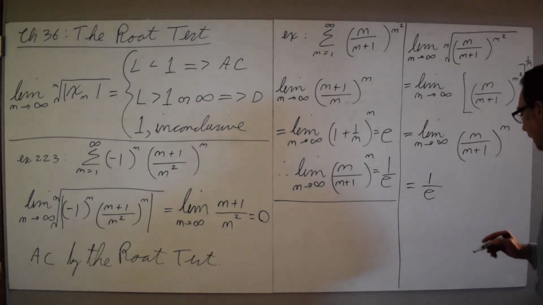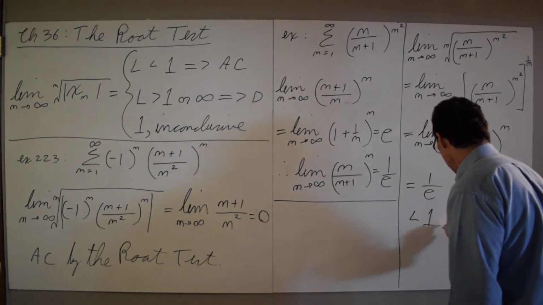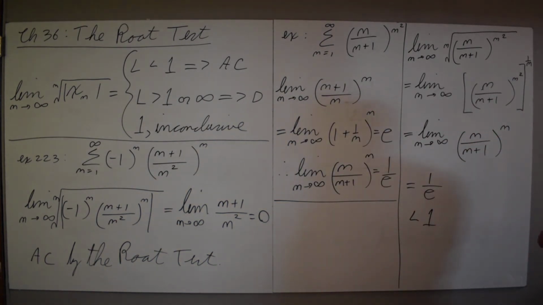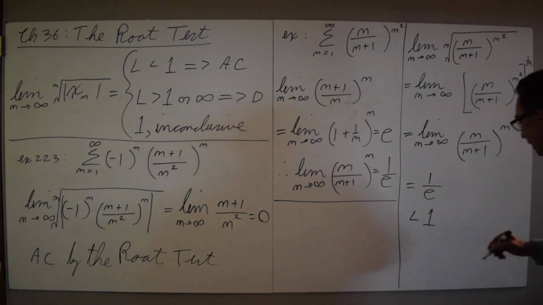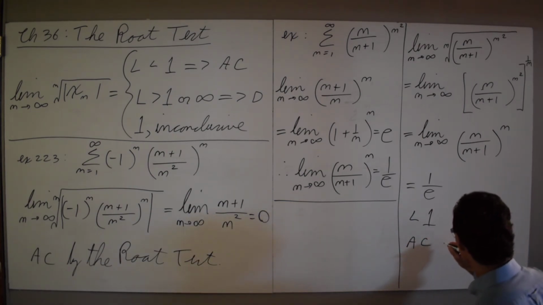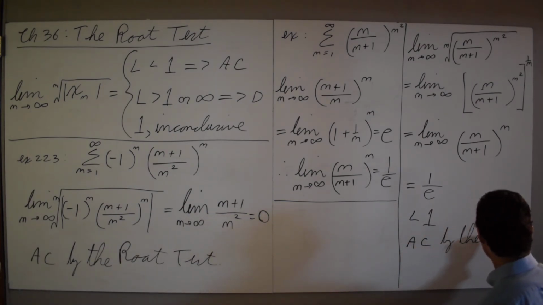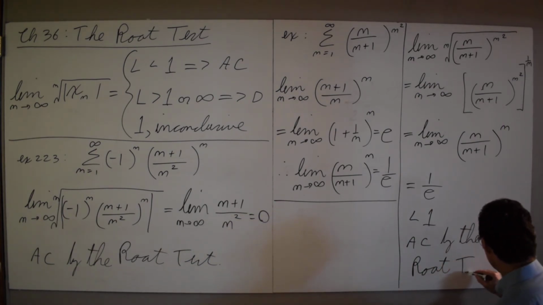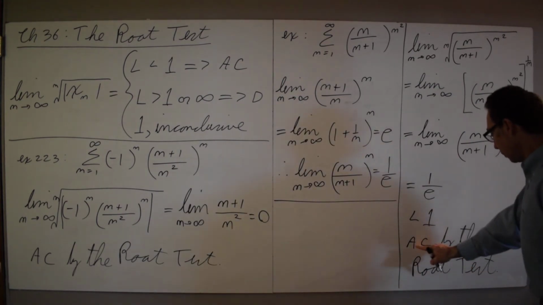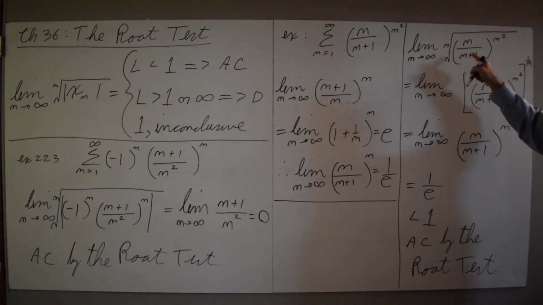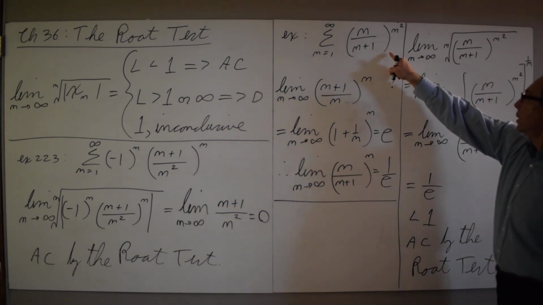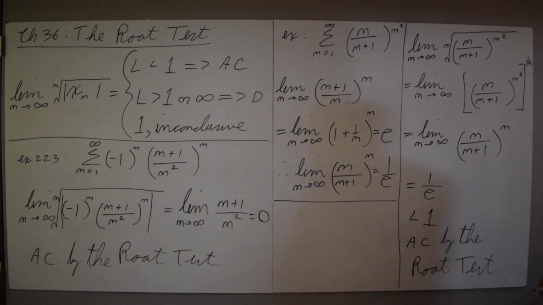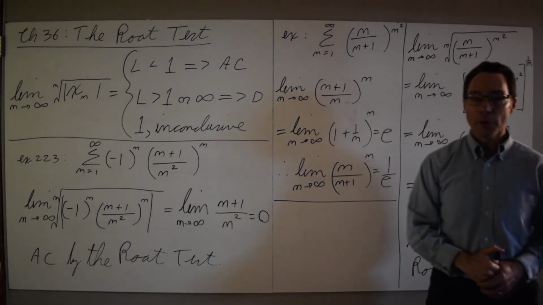This is 1 over e, which is strictly less than 1. And so this series is absolutely convergent by the root test. Absolutely convergent is a little redundant here because these terms were already positive. So for this example, convergent and absolutely convergent mean the same thing. So this concludes the video of the root test.